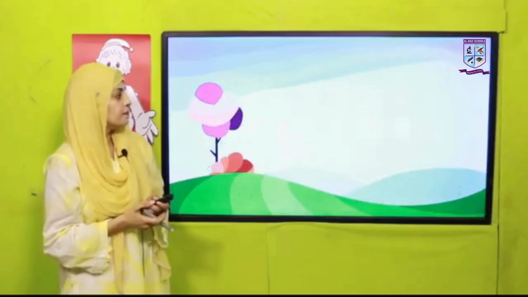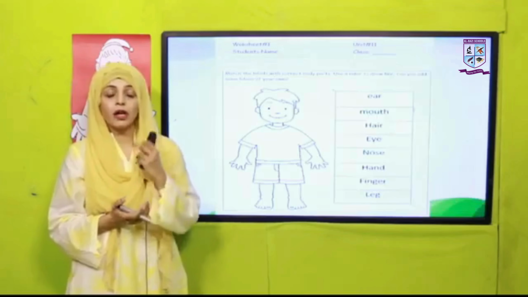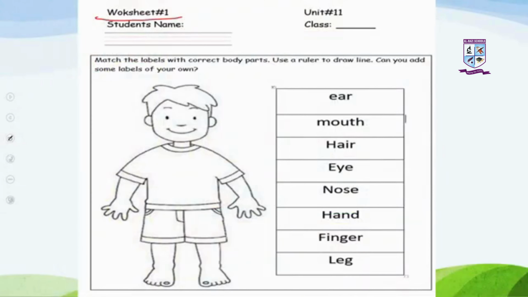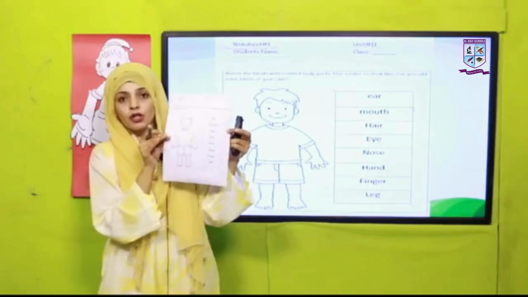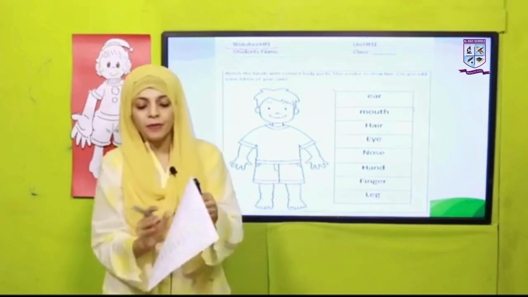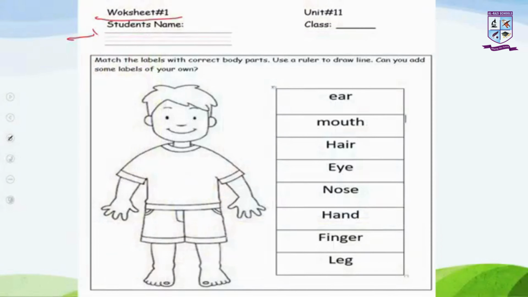Now forward. Your practice for today. Your teacher will provide you with worksheet number 1. It will be given to you in this form. आपको ऐसे एक worksheet printed form में आपकी teacher देंगी और ये आपको fill करनी है. कैसे fill करेंगे? First of all, you write down your name over here. Then you will write your class over here. After that, match the labels with correct body parts. Use a ruler to draw a line. Can you add some labels of your own?